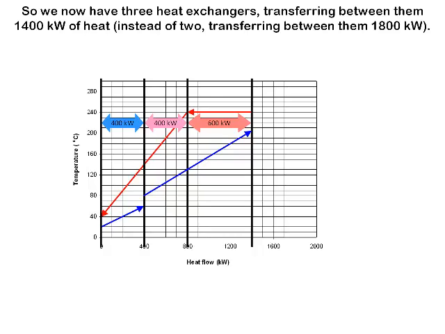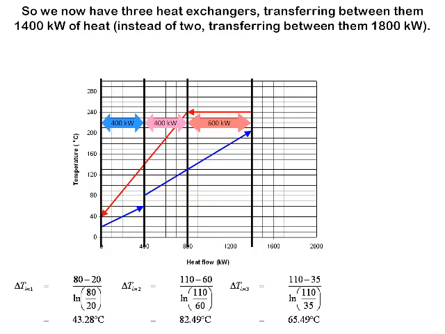Once again, we can calculate the area for each of these heat exchangers. So considering the first one, its log mean temperature difference, you can work it out offline if you wish, but it has a temperature difference of 80 degrees at the hot end and 20 degrees at the cold end, giving a log mean temperature difference of 43.28 degrees C. Our middle heat exchanger, its log mean temperature difference is 82.49 degrees C. And our final heat exchanger has a log mean temperature difference of 65.49 degrees C.